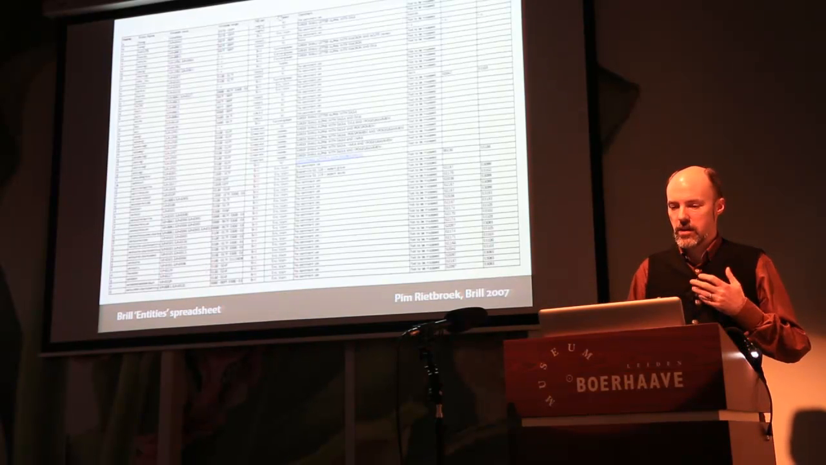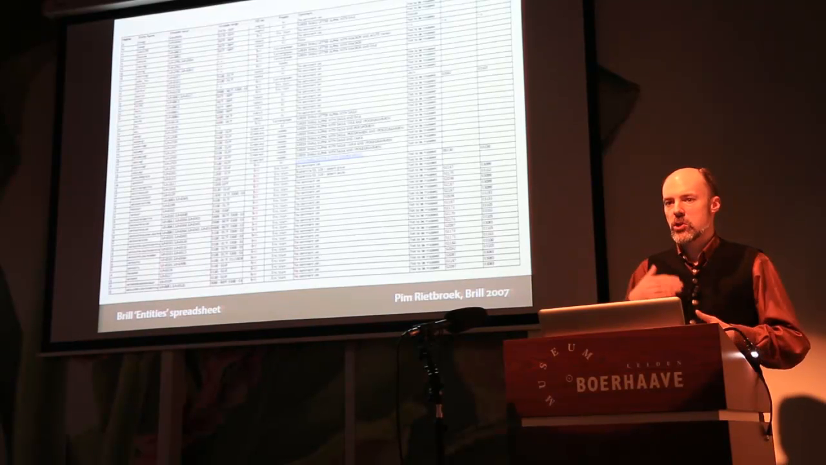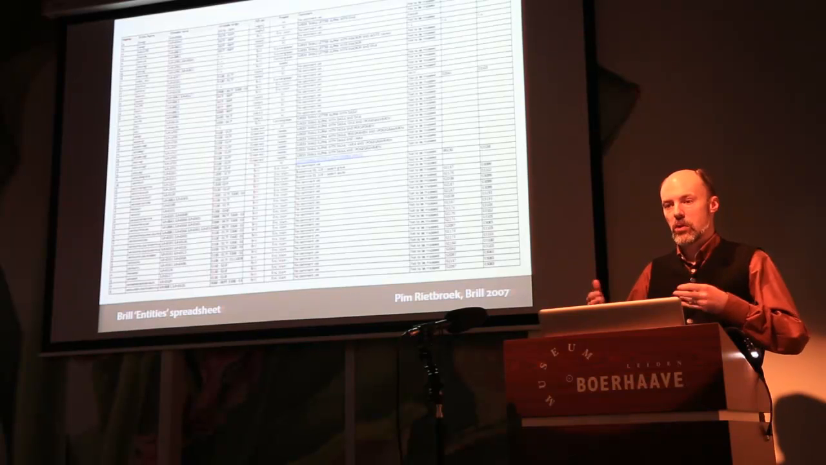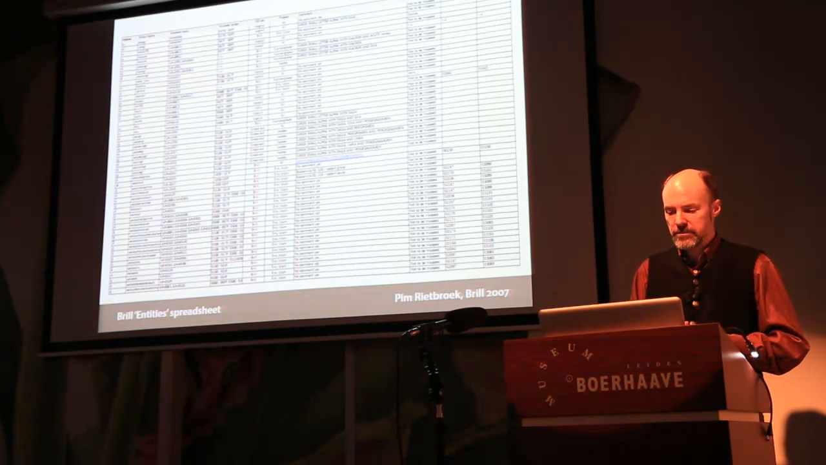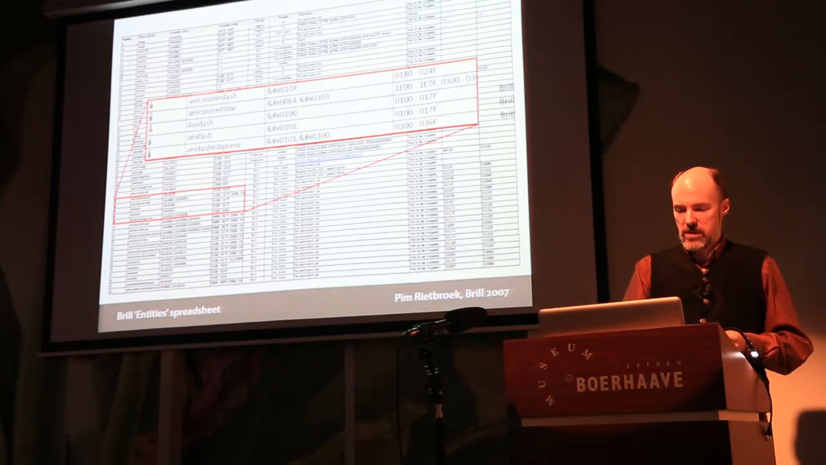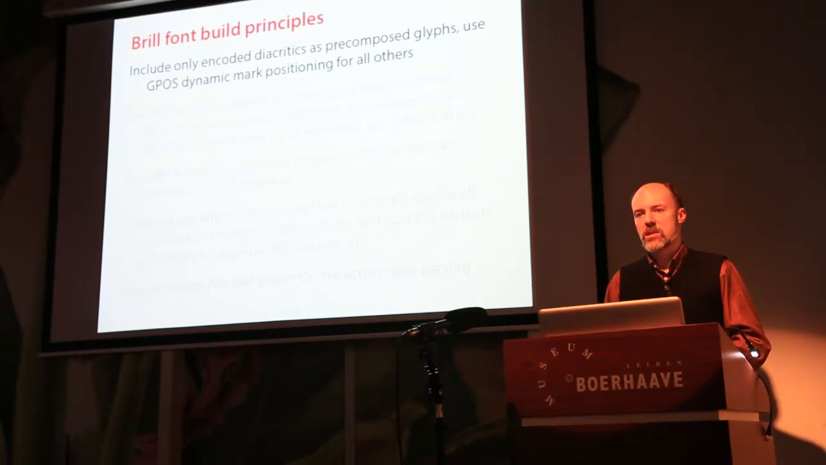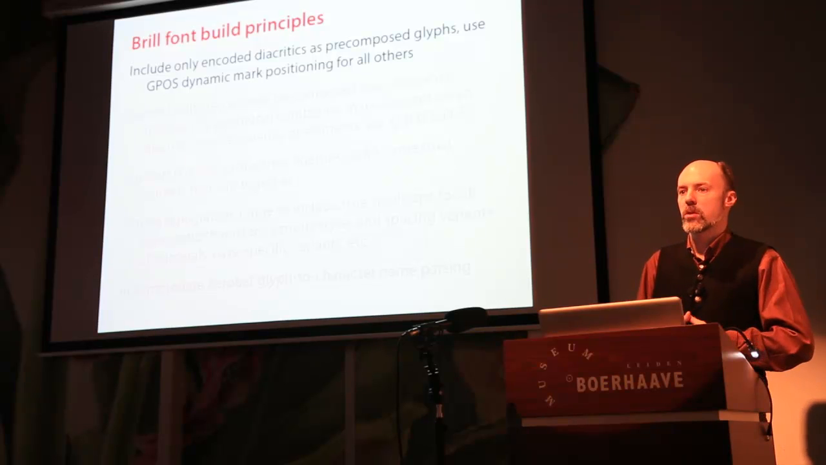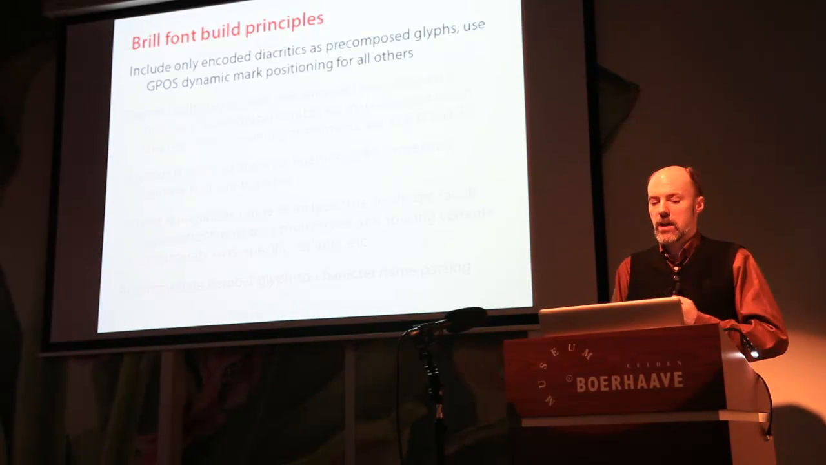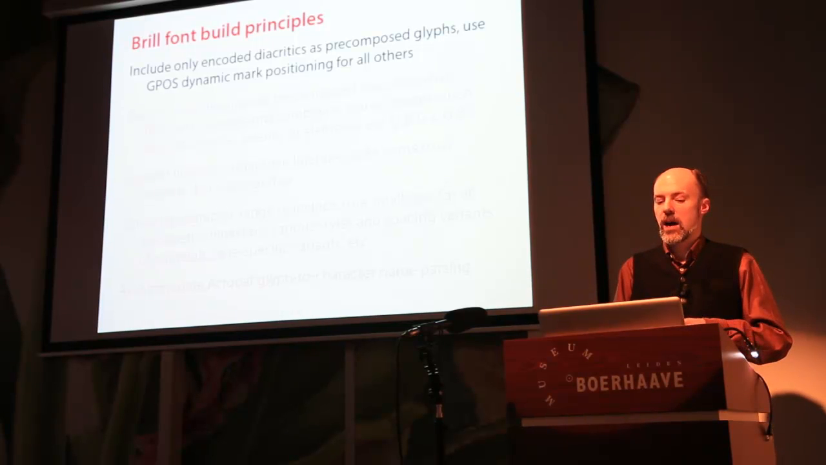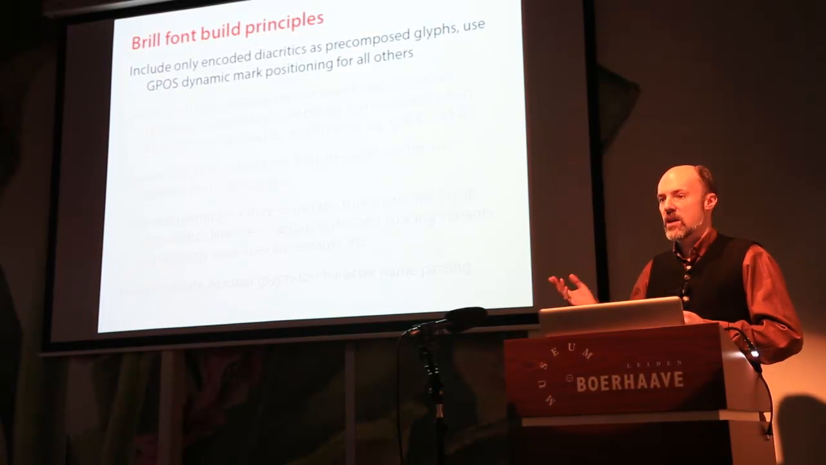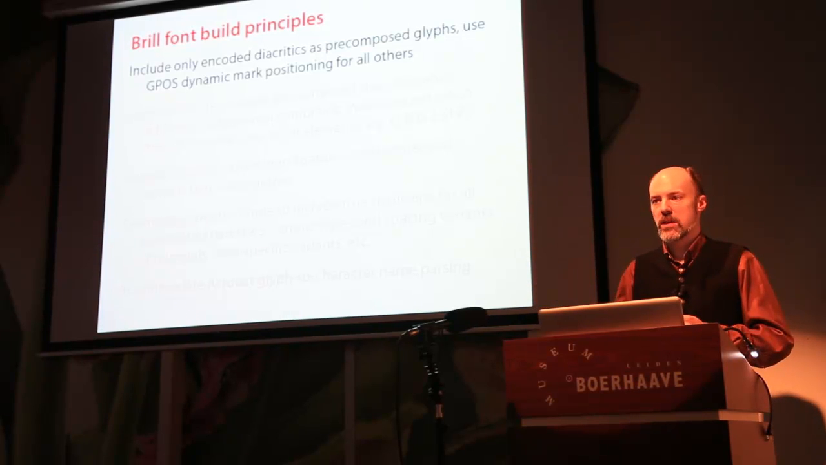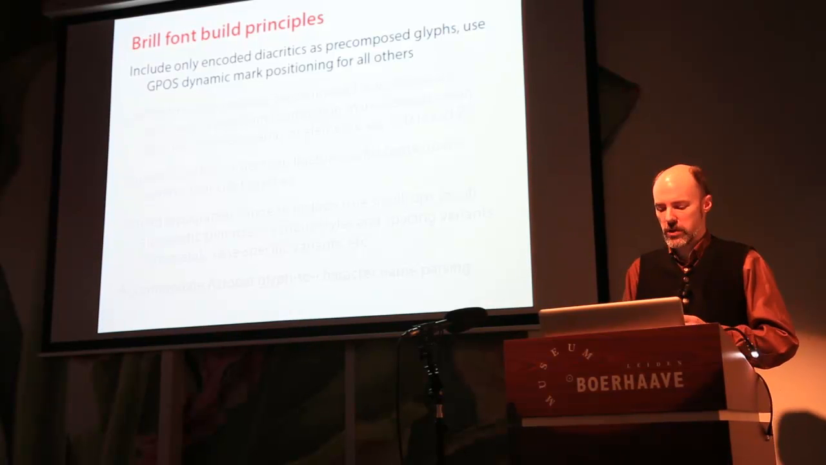We needed to look at a process that would be open-ended and productive, so that anything that Brill threw at the font in the character sets that were to be supported would be correctly displayed. This just gives you an example of some of the kinds of stuff that they were documenting. Based on my analysis of their spreadsheet, I came up with a set of principles for how to go about building the Brill fonts. First was to include only encoded diacritics of precomposed glyphs and use OpenType glyph positioning, dynamic mark positioning, for all of the others. Only if a diacritic is in Unicode as a precomposed unit would we create a glyph for it, and there are simply technical reasons for wanting to do that.